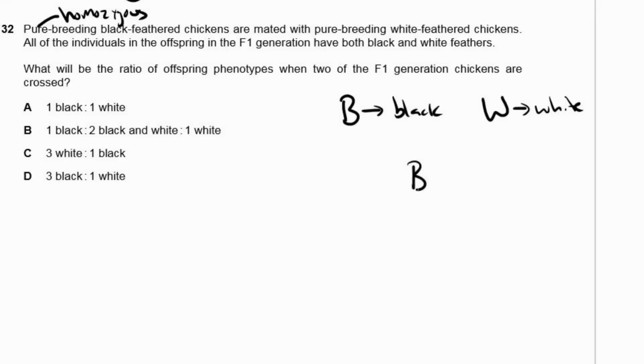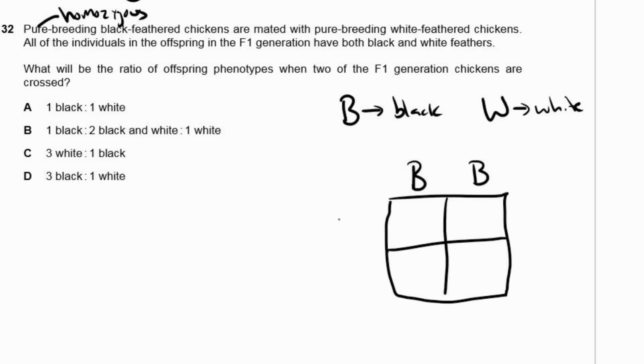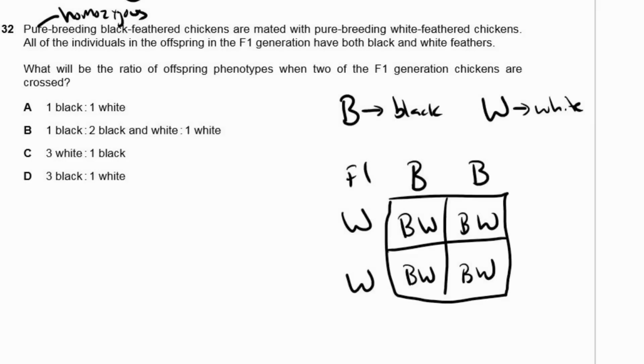So we have capital B by capital B, our little Punnett square here, by capital W by capital W, you'll have B, W, B, W, B, W, B, W. They'll all have both black and white feathers. So this is the F1 generation, okay?